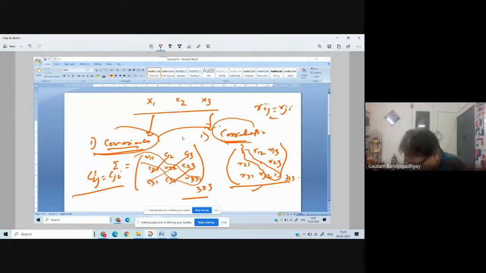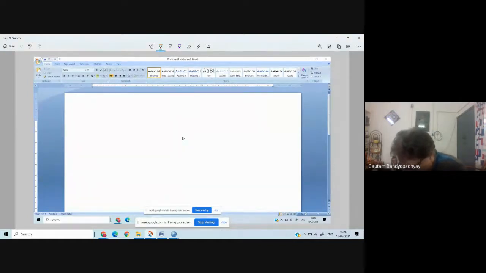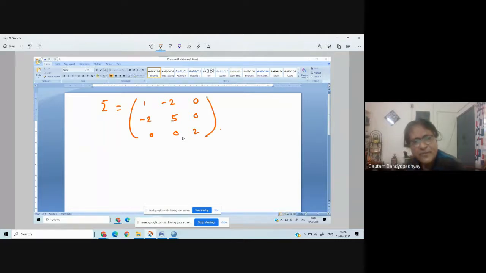So today, for understanding, I will take the help of the covariance matrix. And for solving the problem using SPSS, I will take the help of the correlation matrix. So what is step one? This is called the covariance matrix: 1, minus 2, 0; minus 2, 5, 0; and 0, 0, 2. So this is a 3 by 3 covariance matrix.